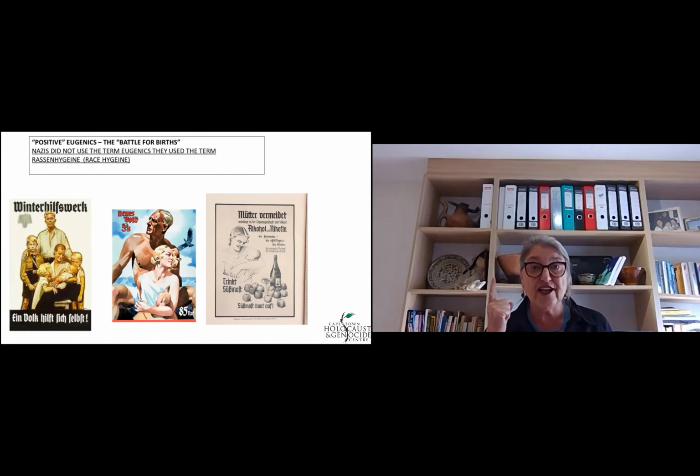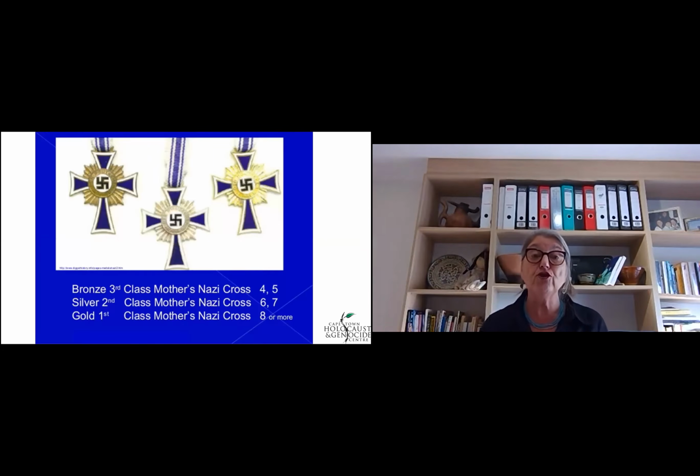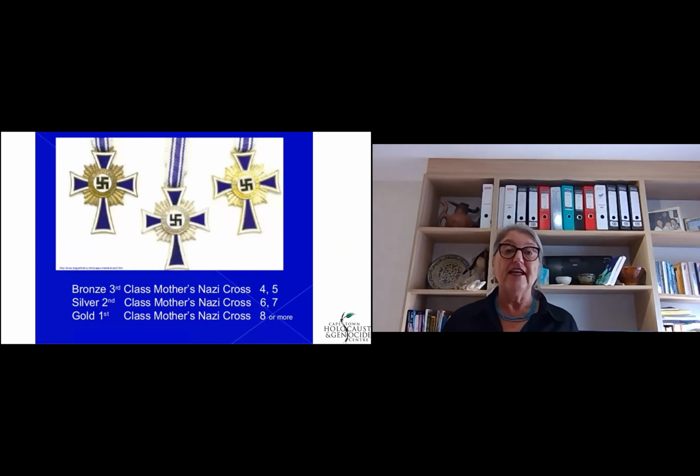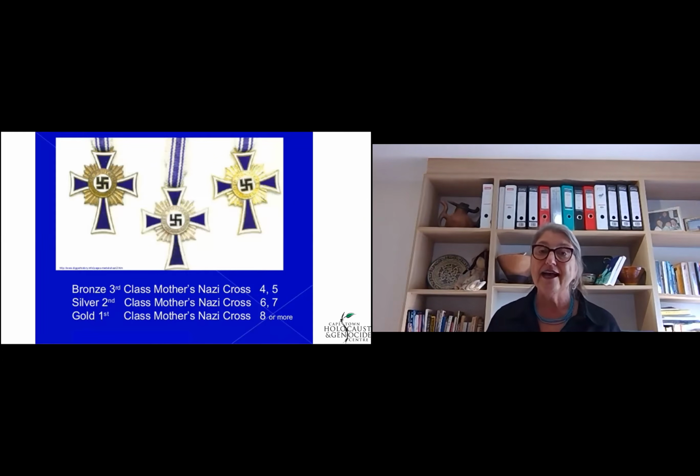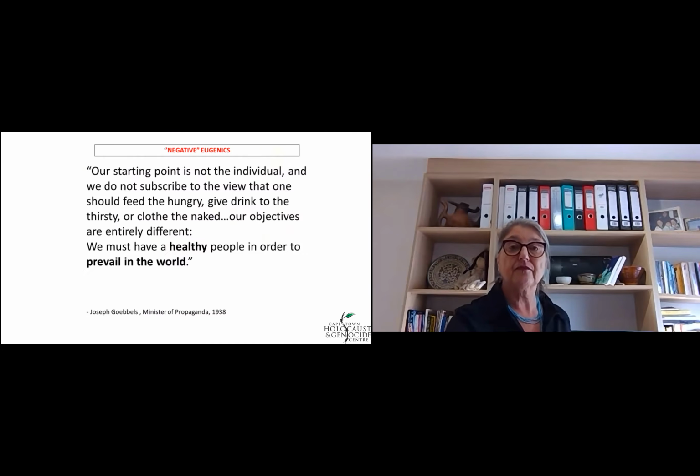Look at the language they're using. It's a war to have lots of babies. And if you do, then you get medals, because you're fighting a war for the German nation, for the Reich. So if you have 4 or 5 babies, you would get a bronze medal. 6 or 7 babies, you would get a silver medal. And if you have 8 or more, well, then you're up for a gold medal. And if you have 10 children, your 10th child becomes the godchild of Adolf Hitler.